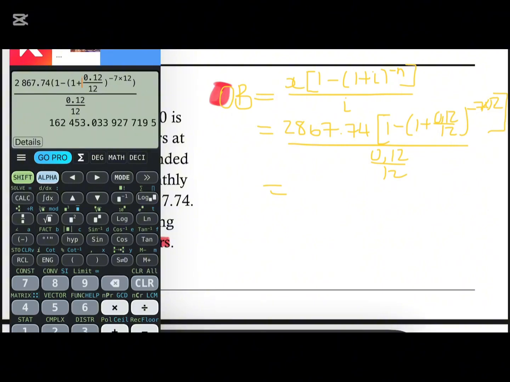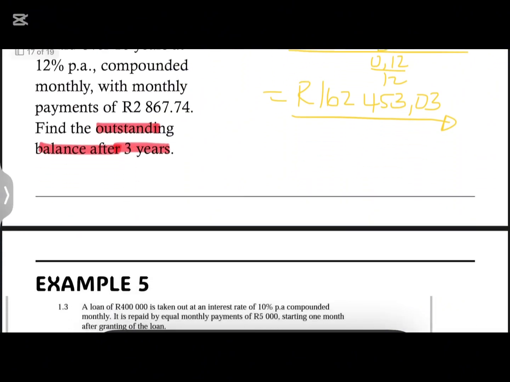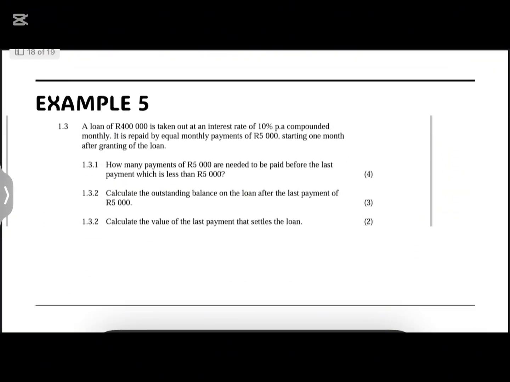Divided by 12, we can find the outstanding balance. Oops, sorry about the negative. Then now the outstanding balance will be what? Will be the amount of 162,453.03. So now this will be the outstanding balance.